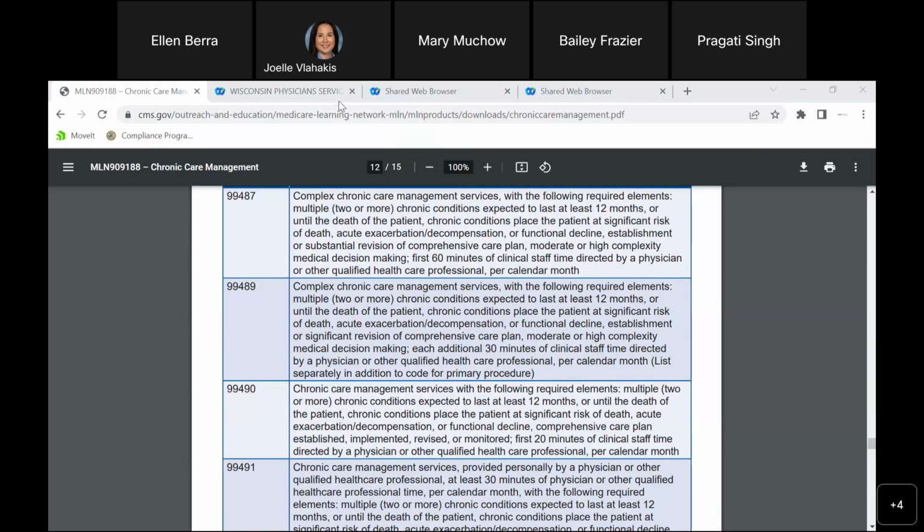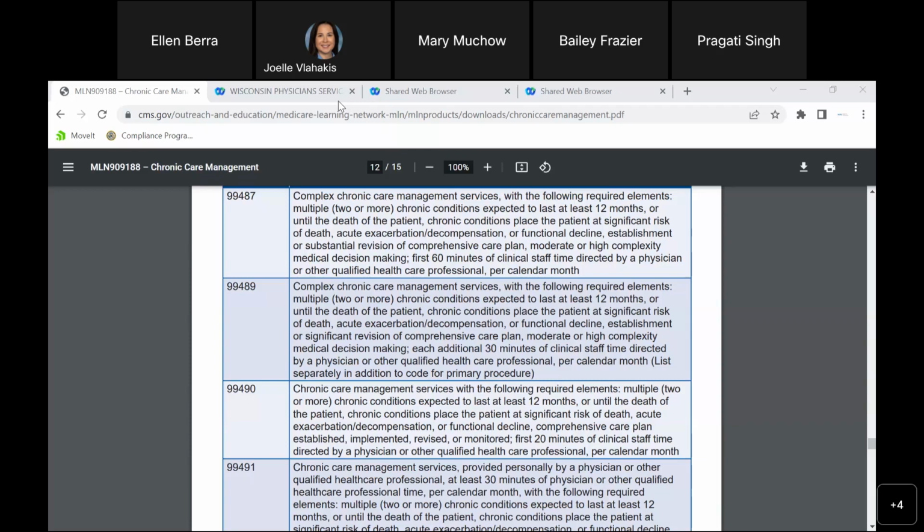All right. And the last question that I have, at least at this time, is a comment from Jill. CMS has stated that clinical staff is defined by CPT. And Ellen, during the call today, you referenced the AAPC's definition. Is this a change?